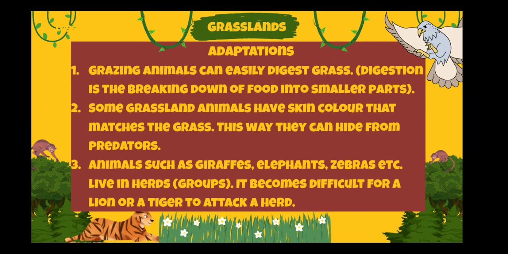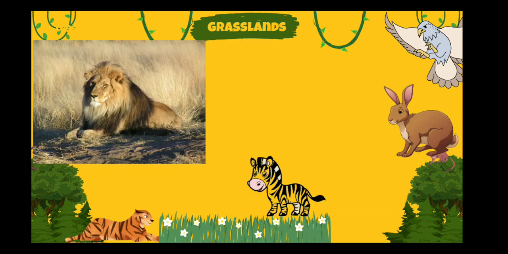Some grassland animals have skin color that matches the grass. This way they can hide from predators. And animals such as giraffes, elephants, zebras, etc. live in herds, that is groups. So when they live in herds, they are also protected from their predators. It becomes difficult for a lion or a tiger to attack a herd. They can attack a single, individual animal, but it becomes difficult to attack the herd because the herd may retaliate, may attack too, to protect their friends.